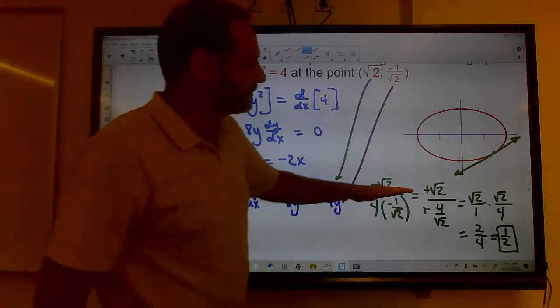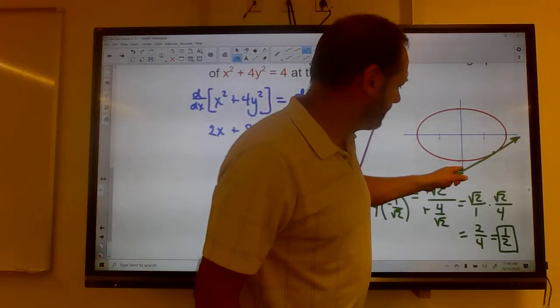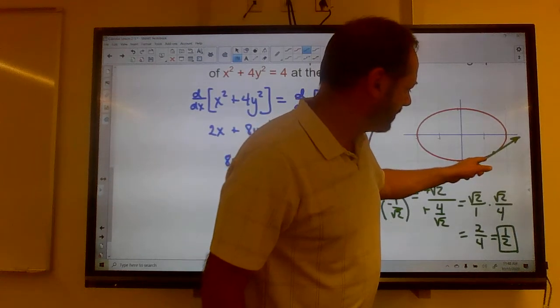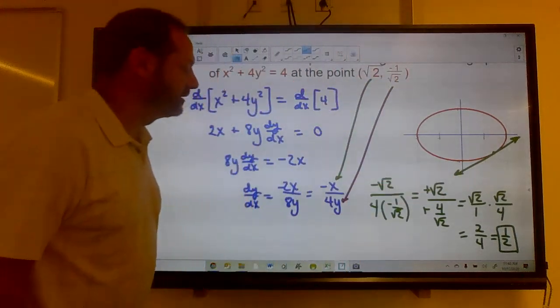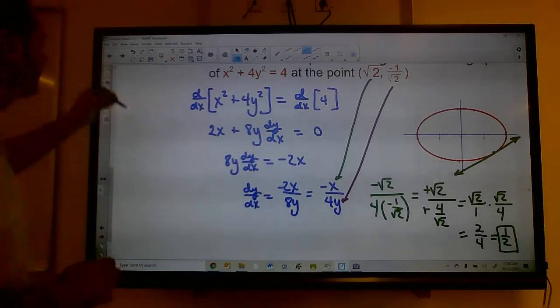And that looks about to be what that slope is. It looks like it would rise a half and run 2, or run 1. So there you go. Not too difficult.